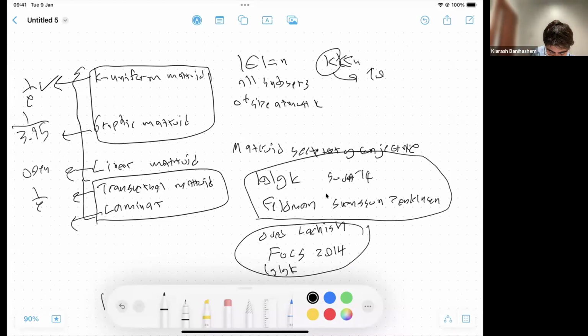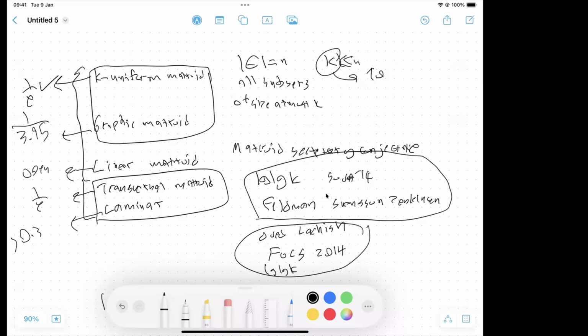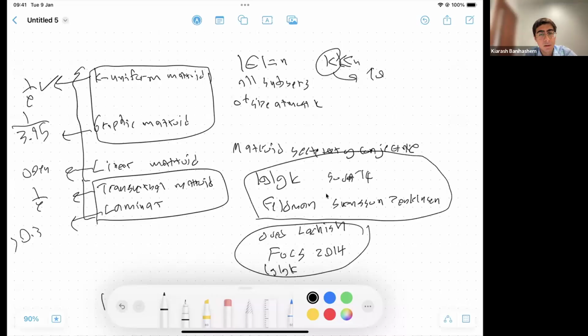For laminar, I don't remember the exact numbers, like 0.3 or something, but it's close, more than 0.3. For the graphical matroid, the best known is slightly higher than 0.26 something, I think. But yeah, I can calculate that.